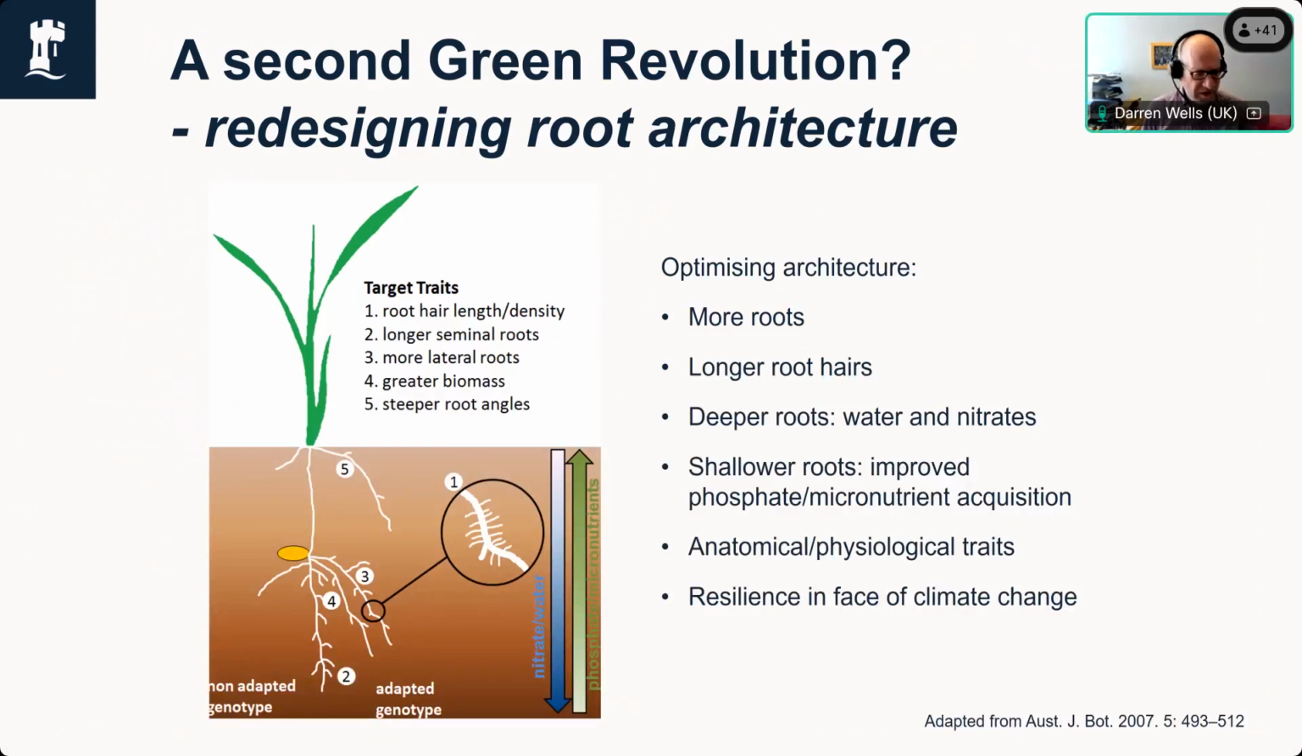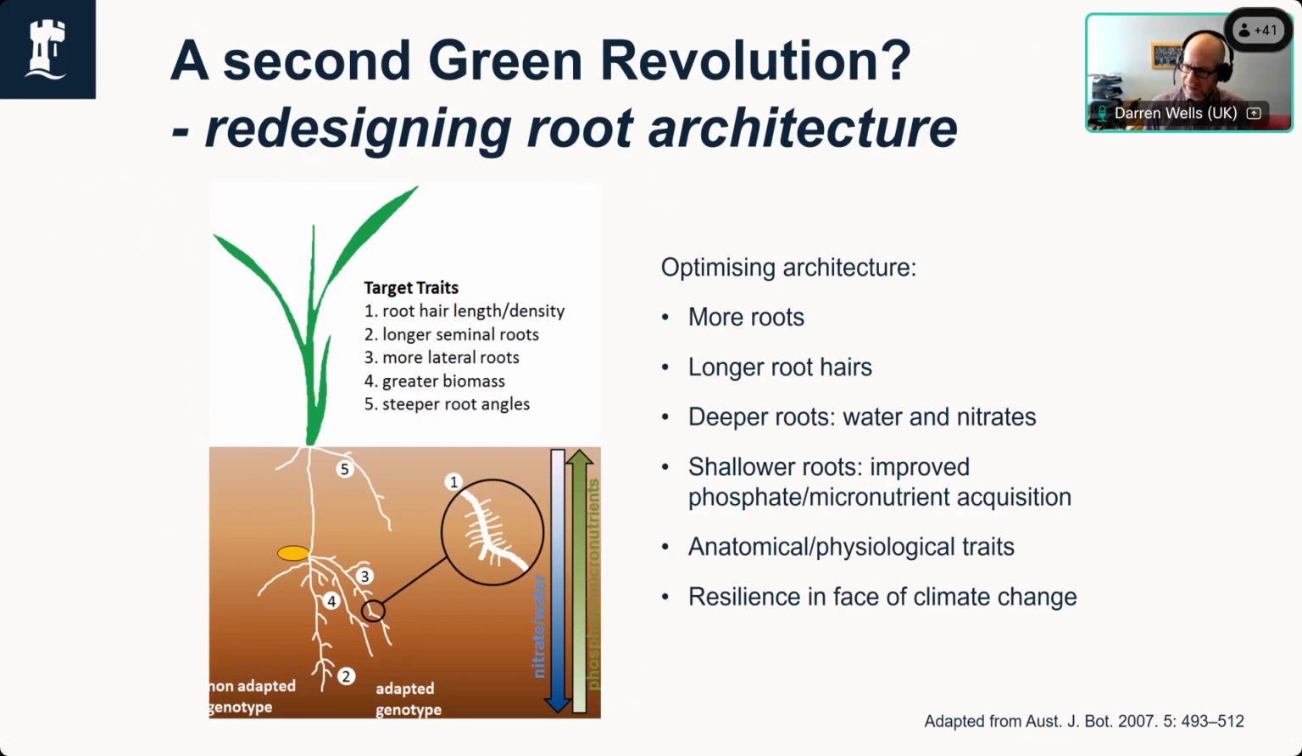Jonathan Lynch coined the phrase the second Green Revolution. He concentrated very much on root architecture, but there are other things in root function that this second Green Revolution could deal with. And he posited the idea that there's a bunch of optimized architectures that will help drive an increase in yield. You could imagine things like more roots, longer root hairs. A deeper root system would have more advantage in getting things like water and nitrate that tend to be deeper in the soil profile. A shallower root system would work if you were looking at getting things like phosphate and micronutrients that tend to live in the topsoil.